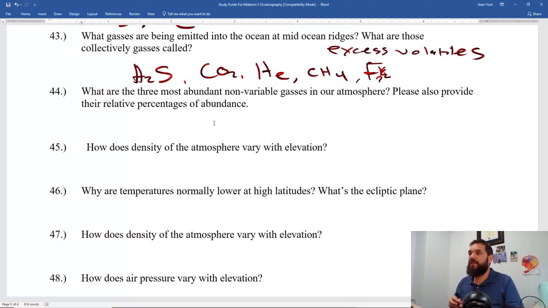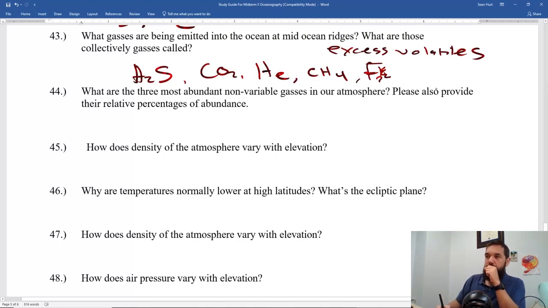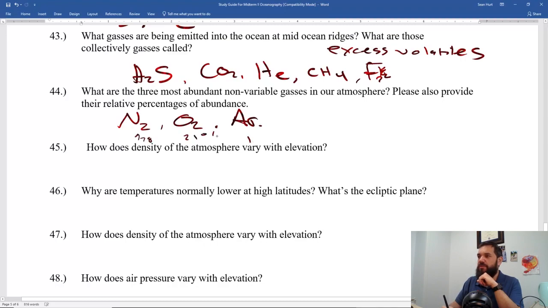So some of the abundant non-variable gases in our atmosphere. Let me talk a little bit about that. In our atmosphere, you have, of course, nitrogen and oxygen, and there happens also to be argon. Nitrogen's about 78%, oxygen's 21%, argon's about 1%. Okay, like that.